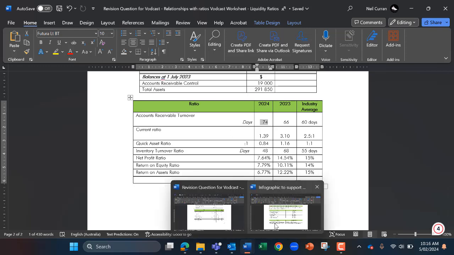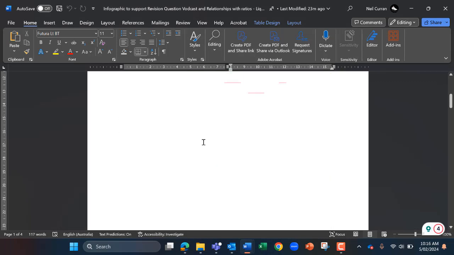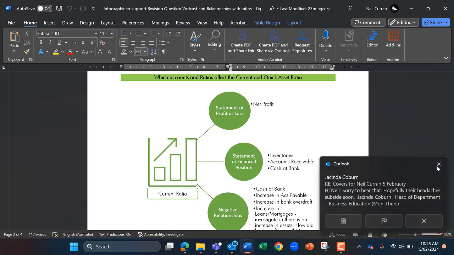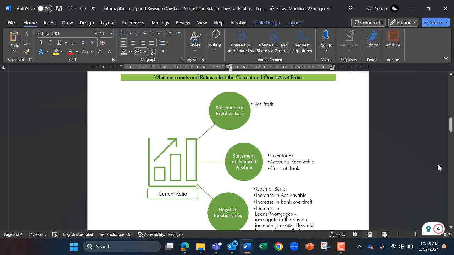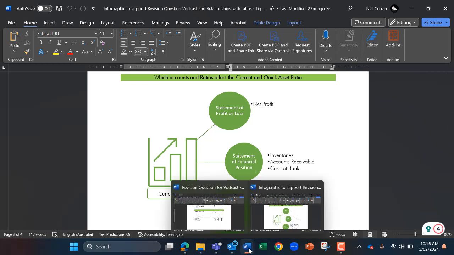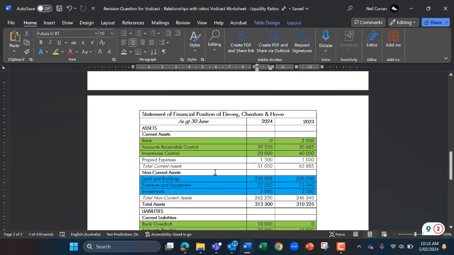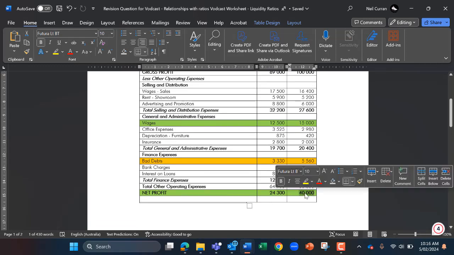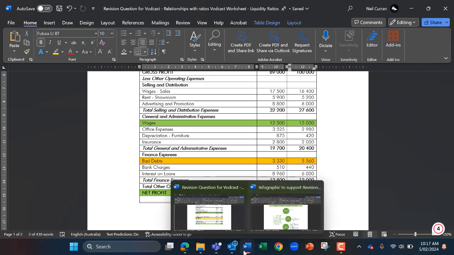So we're going to now look at the current ratio itself. So you can see here the current ratio. The main thing that is going to affect the current ratio is obviously the net profit. So if the net profit is going down, there is a lack of money going into the business to fund the day-to-day operations of the business and also the expansion of the business through the acquisition of assets. Now we can see here from our financial statements, our net profit has gone from 40,000 down to 24,300.